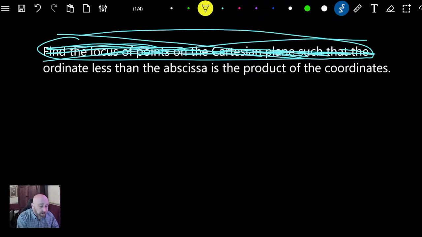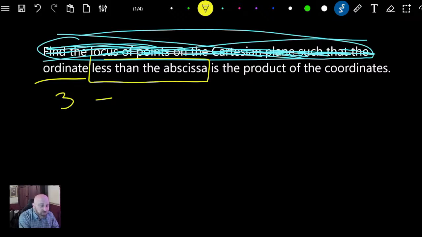Such that the ordinate is less than the abscissa. Let's use real numbers in there. So let's say the ordinate is 3 less than the abscissa. How would you say 3 less than? And the abscissa is 5. How do you write in math 3 less than 5? Well, what is 3 less than 5? Well, 3 less than 5 is 2, right? So how would we write that using math?